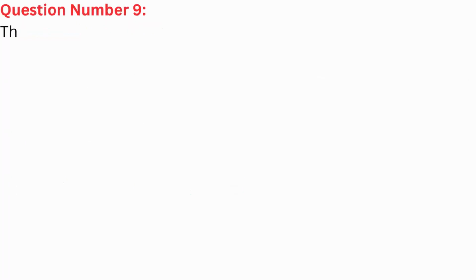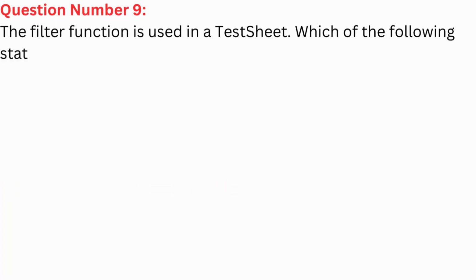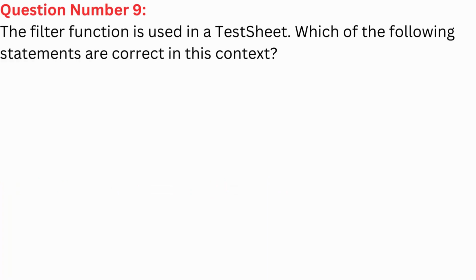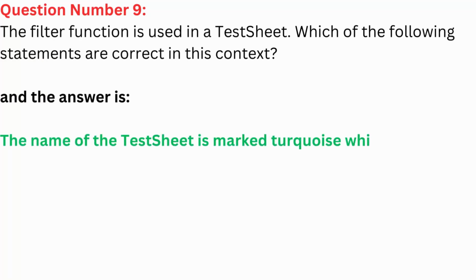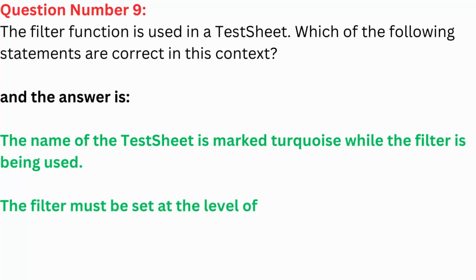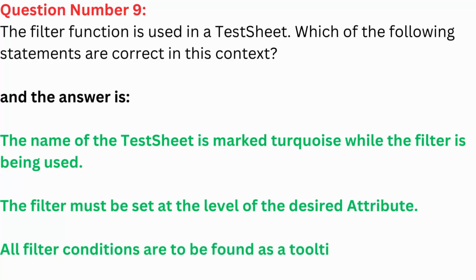Question number 9. The filter function is used in a test sheet. Which of the following statements are correct in this context? And the answer is: the name of the test sheet is marked turquoise while the filter is being used. The filter must be set at the level of the desired attribute. All filter conditions are to be found as a tooltip at the test sheet level.